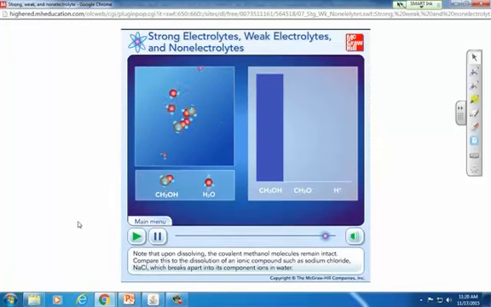Compare this to the dissolution of an ionic compound such as sodium chloride, NaCl, which breaks apart into its component ions in water. Because methanol is not forming charges, it's not going to be an electrolyte. So I don't have it conducting any electricity.